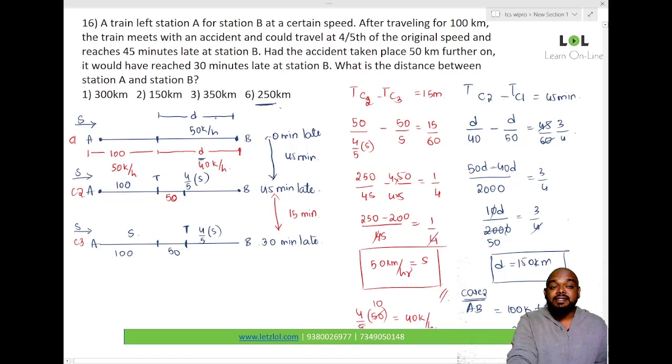If we get the value of D, we will get distance between A and B. In the first case, the distance D is traveled at 50 km per hour, whereas in the second case, the distance D is traveled at 4/5 of speed, that is 40 km per hour. So time difference is 45 minutes, because in the first case there is no delay at all, 0 minutes late, whereas in the second case 45 minutes late. So in the second case, distance by speed 40 minus time in the first case, distance by speed 50, this is equal to 45 minutes, which is 3 by 4. So if we solve this, we'll get D value as 150. Total distance between A and B is how much? 100 plus D, that is 100 plus 150, 250 kilometers.